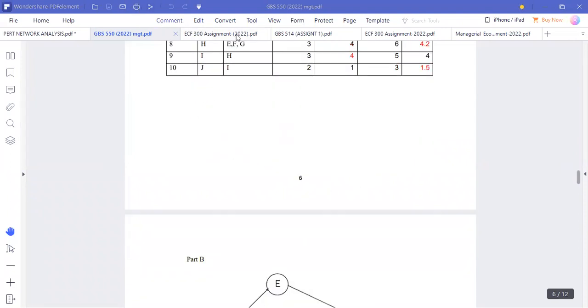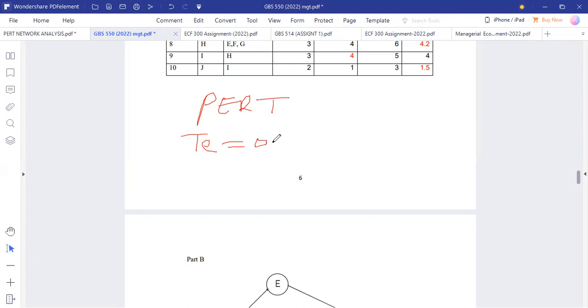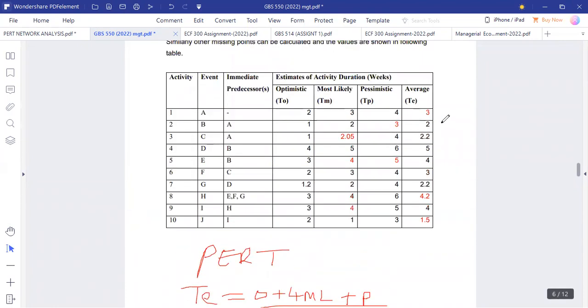Here we say project completion time in PERT, we say the time expected, which is the TE, time expected is equal to O, which is optimistic time, plus 4 ML, and plus the pessimistic time, and you divide by 6. This is the formula to use in getting the time expected.